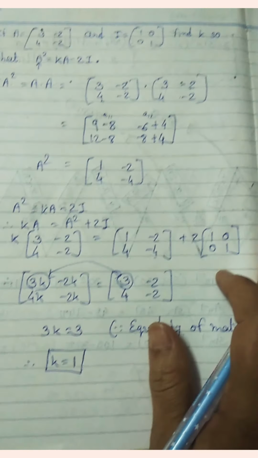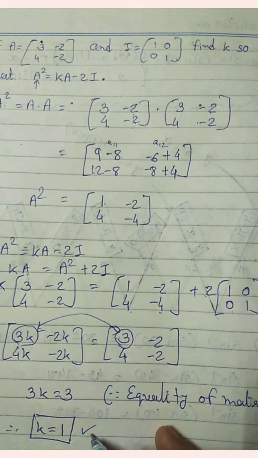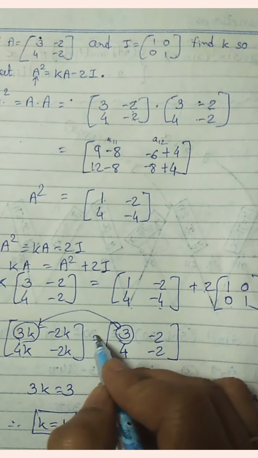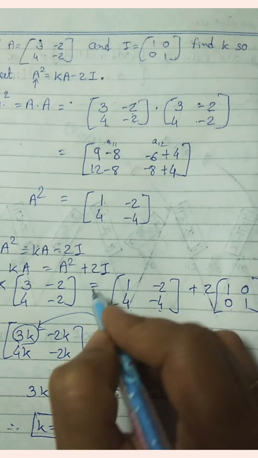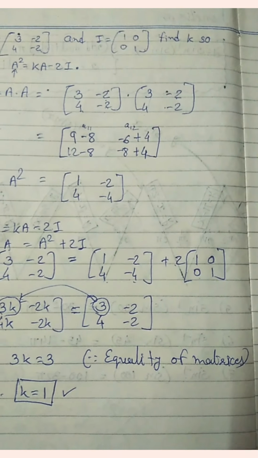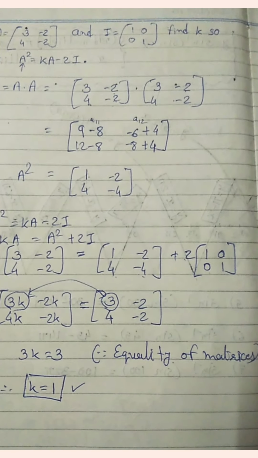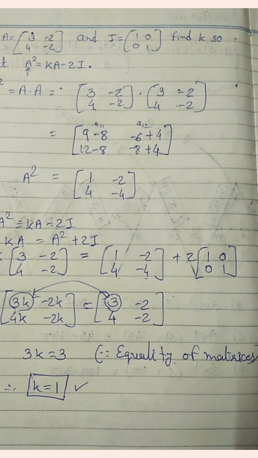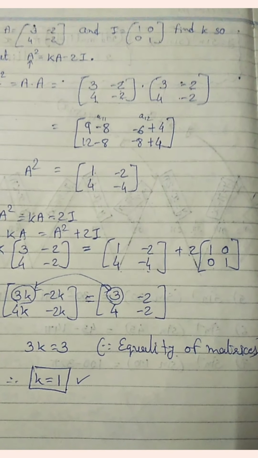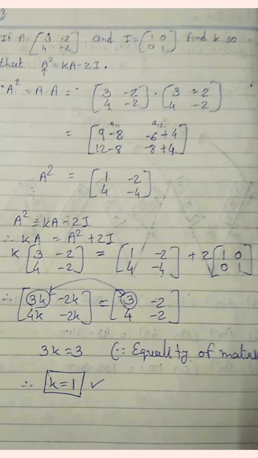Here we are getting one value of k, as k equal to 1, because there is an equality, and we know very well that in equality each and every corresponding element of the matrices is the same. Okay, I can compare any element from both matrices.